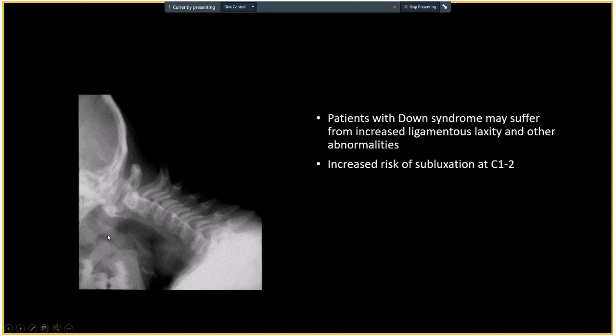Now, another important thing: in some patients, particularly those with Down syndrome, there is an abnormality that results in laxity of their connective tissue, and in this case the ligaments between C1 and C2 remain quite lax, and in fact it's a very significant contraindication for any manipulative treatment, any kind of spinal manipulation in those cases.